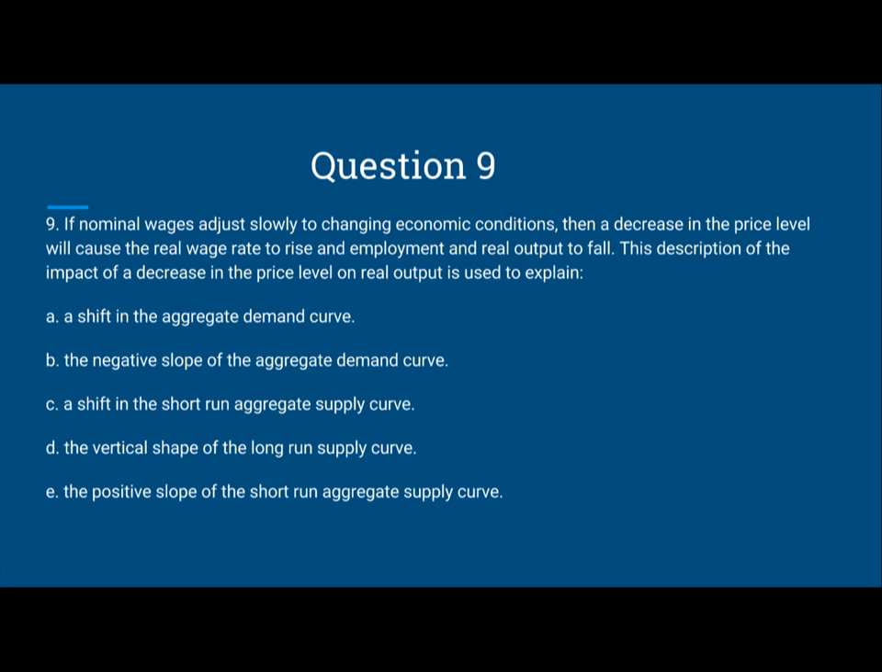The description of the impact of a decrease in the price level on real output is used to explain A. A shift in the aggregate demand curve, B. The negative slope of the aggregate demand curve, C. A shift in the short-run aggregate supply curve, D. The vertical shape of the long-run supply curve, or E. The positive slope in the short-run aggregate supply curve.